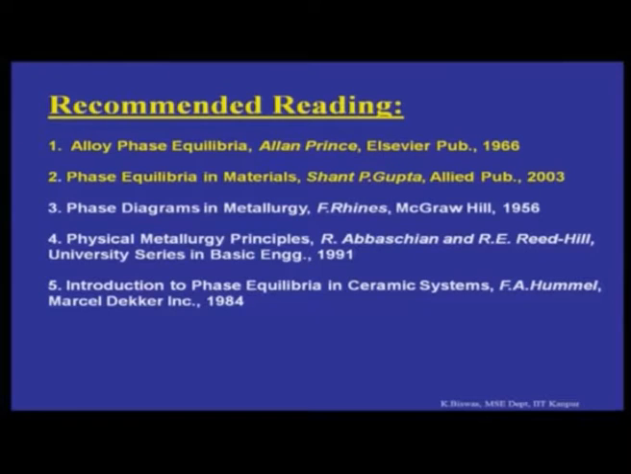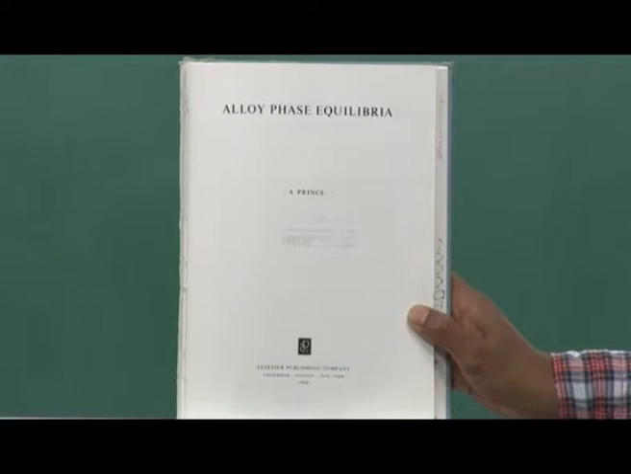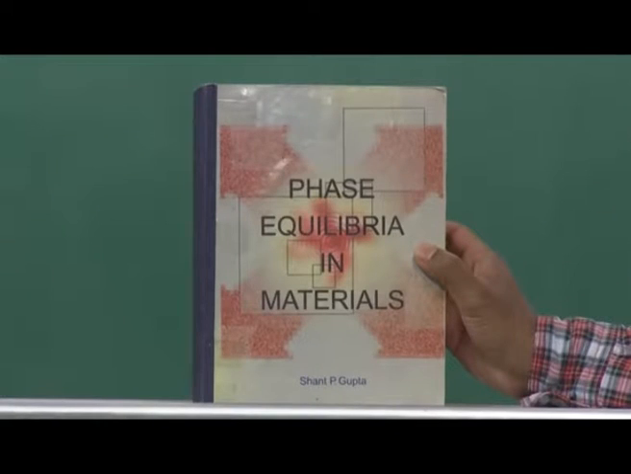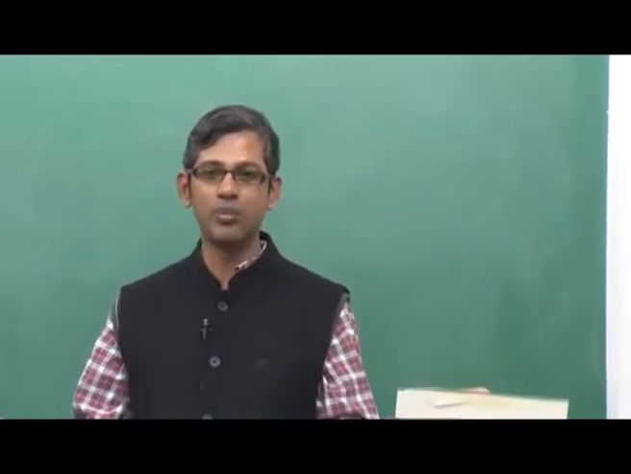The second one is a book written by one of my own colleagues, Professor Sant P. Gupta. It is very cheap, about 400 rupees is the cost of the book one can buy. I would like to show you the books also. This is the book by Alan Prince, and this is the book by S.P. Gupta. You can see that this is a bigger book, but written nicely. This is a smaller book.